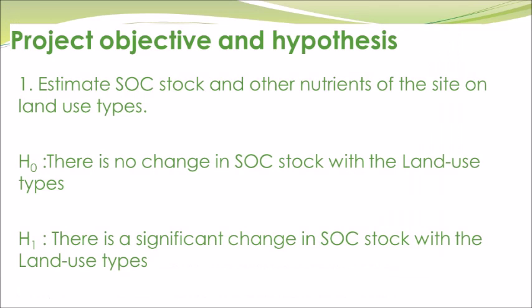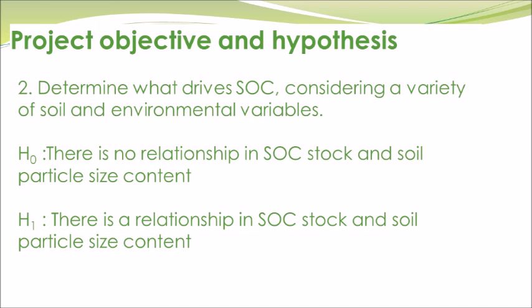On my project, at the moment I have four research objectives. The first objective is to estimate soil organic carbon stock and other nutrients of the site across land use types. And I will be testing a hypothesis: is there any significant change in soil organic carbon stock with the land use types? The second objective is to determine what drives soil organic carbon, considering a variety of soil and environmental variables like nutrient availability and texture.